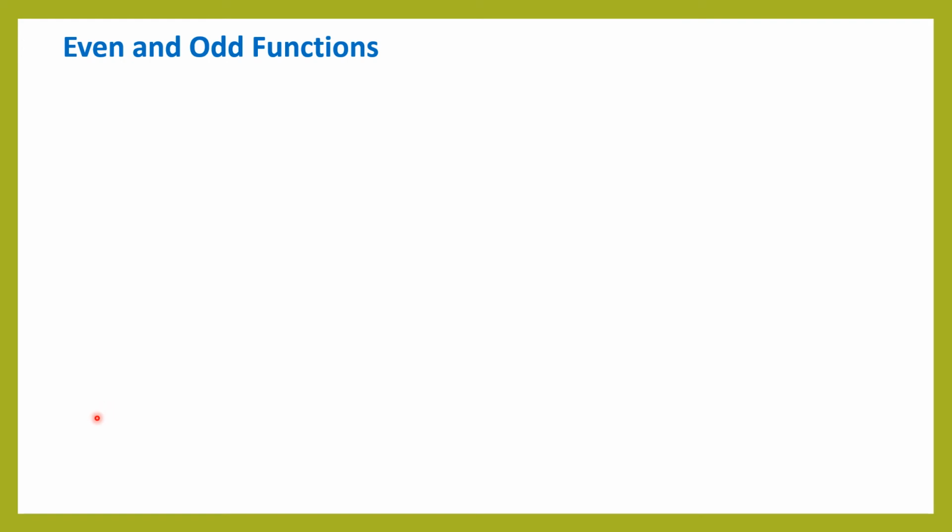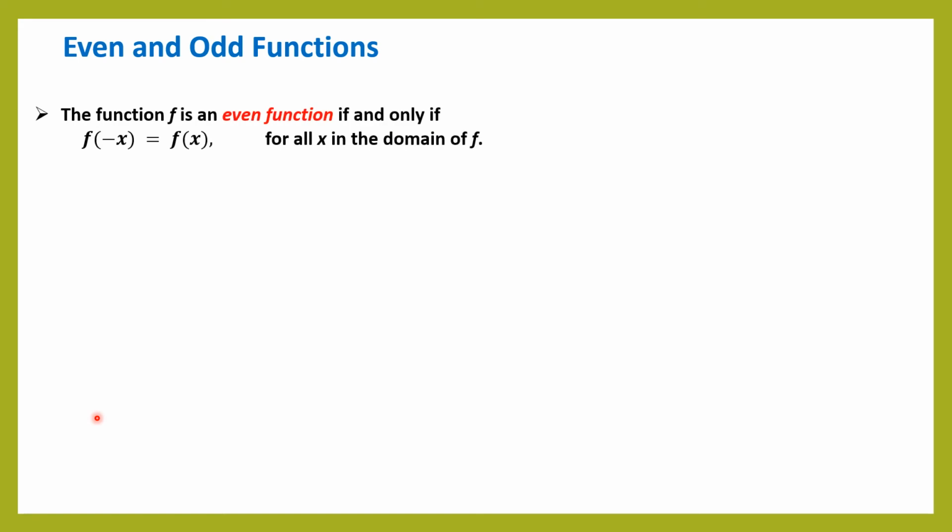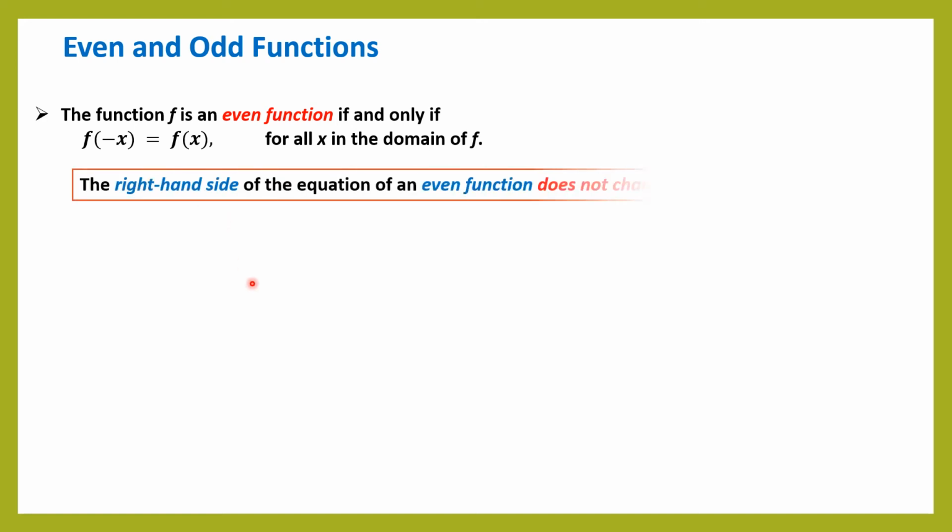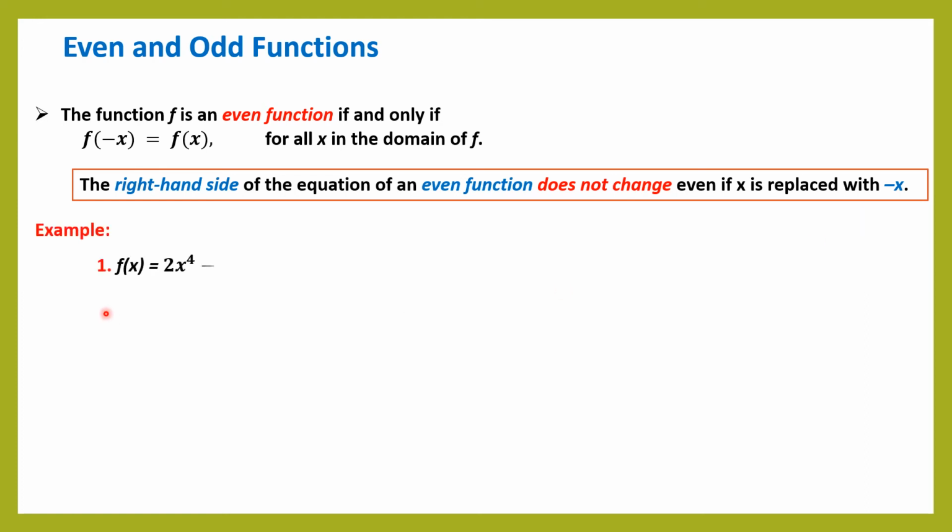Let us determine if the function is even or odd. The function f is an even function if and only if f of negative x is equal to f of x for all x in the domain of f. The right-hand side of the equation of an even function does not change, even if x is replaced with negative x. So let's have your example. F of x is equal to 2x raised to the fourth power minus 5x squared. So we're going to substitute or replace negative x in the given function.